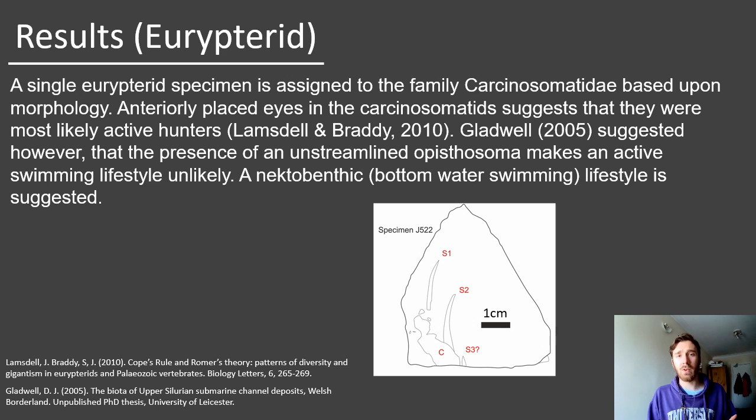So moving on to the eurypterid fossils present, only one eurypterid fossil was managed to be recovered. This was assigned confidently to the family Carcinosomatidae based on its morphology, and more tentatively to the genus Carcinosoma. Now, both Gladwell 2005 and Lamsdell and Braddy 2010 suggest that this eurypterid was a predatory eurypterid based on the presence of forward-facing eyes, though Gladwell goes on to elaborate that it probably had a nektobenthic, or swimming near the bottom, lifestyle, based on its broad prosoma or body.